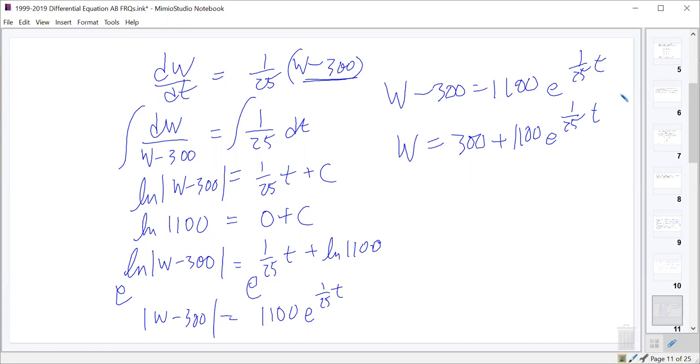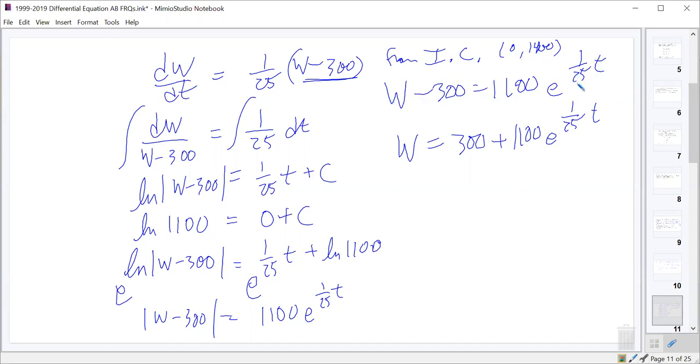Could you repeat how you determine whether to use the positive or negative version of the absolute value? Yeah, you just use your initial condition. So if you plug in 0 for t, your initial condition was 0, 1400. True? Yeah. You just plug in 1400 for W, which gives you 1100 on the left.